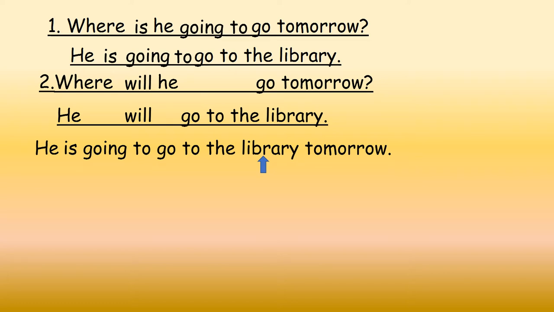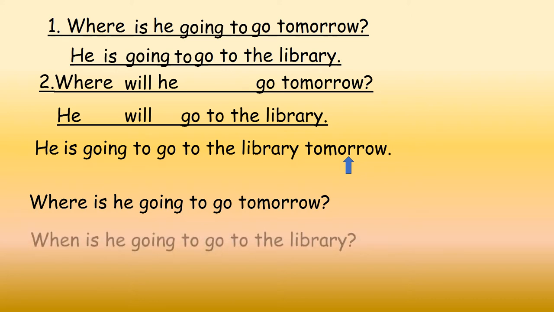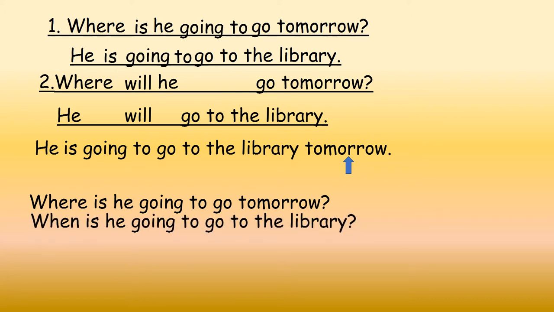The arrow points to the answer. What's the question? Where? Where is he going to go tomorrow? Tomorrow. When? When is he going to go to the library? He. The question? Who? Who is going to go to the library tomorrow? He is.